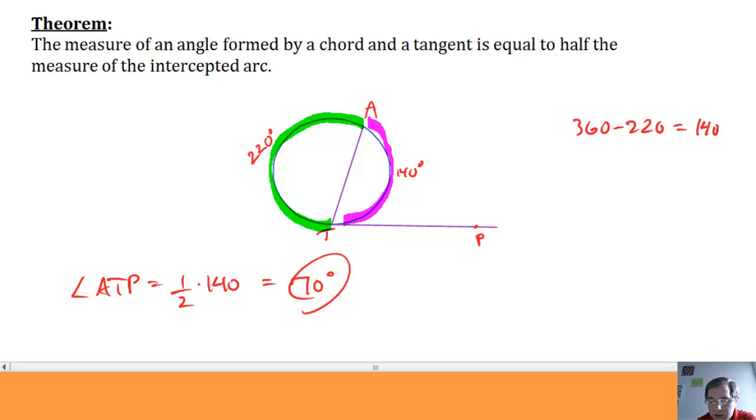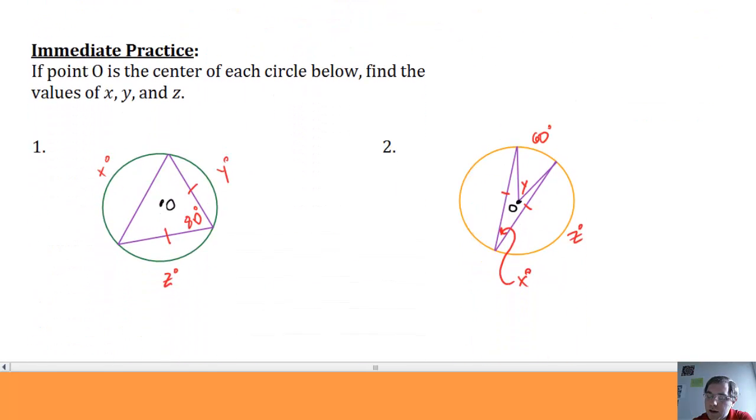And here are your immediate practice problems. If point O is the center of each circle below in number 1 and number 2, find the values of x, y, and z. So in number 1, you end up with a triangle there, an isosceles triangle. Use that to help you figure out the other angles of the triangle and then their arcs, which will be double the angles, because the angles are inscribed angles, so they're half of the arcs. In number 2, you don't have a triangle, but you've got angle x, which is an inscribed angle, so it's half of its intercepted arc. Use that, and y is the central angle, and then you can find z.